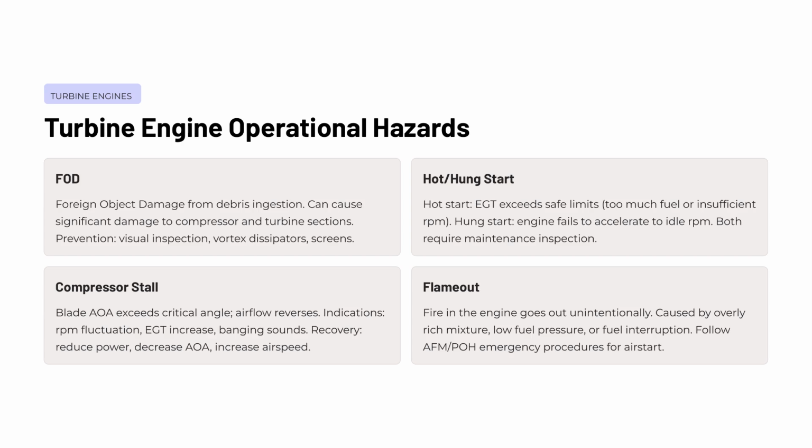Compressor stall happens when compressor blade angle of attack exceeds its critical angle, causing airflow disruption or reversal. You may notice RPM fluctuations, rising EGT, and audible banging or popping. Recovery involves reducing power, lowering angle of attack, and increasing airspeed to restore normal airflow.